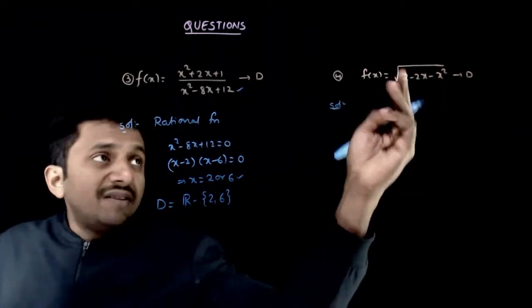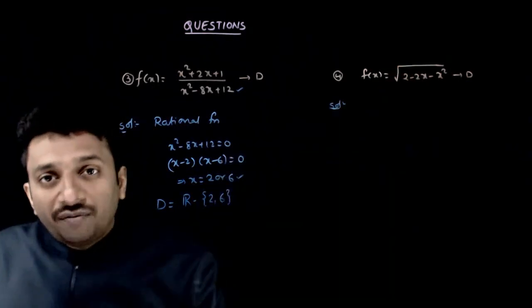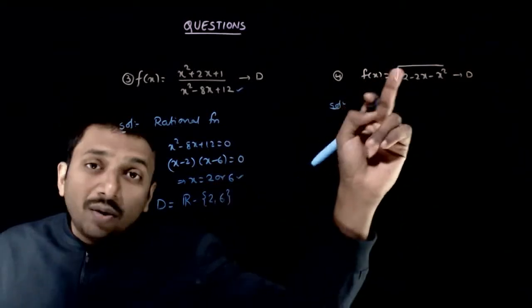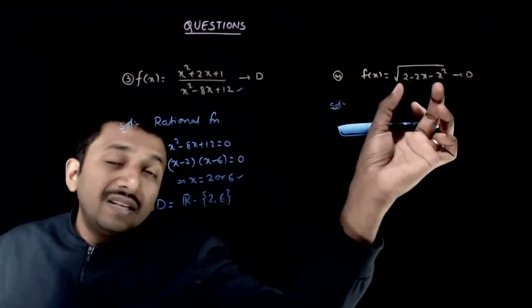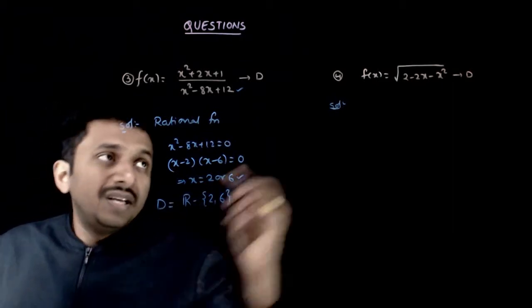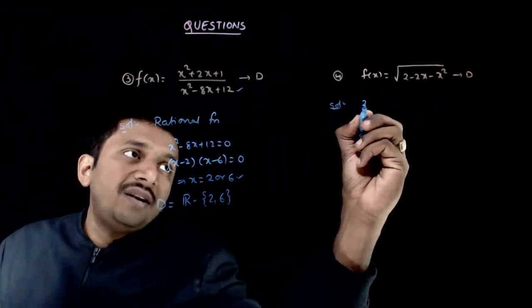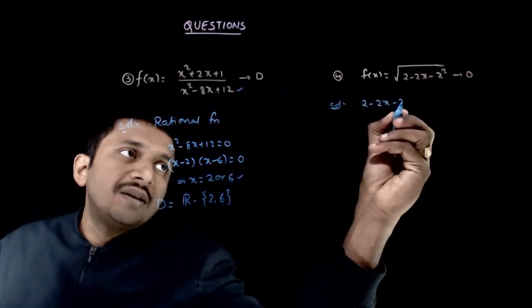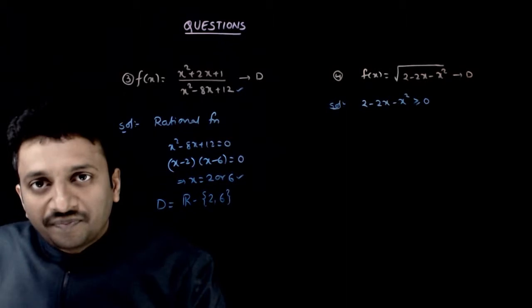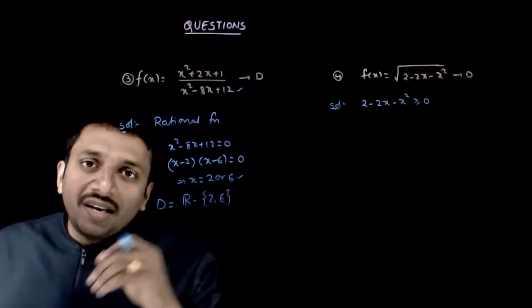So in this you have a square root function and a polynomial function. A polynomial function is defined everywhere, and the square root function will be defined if the number inside the square root is not negative. That is, for this function to be defined, 2 minus 2x minus x square has to be greater than or equal to 0. This is a quadratic inequality.